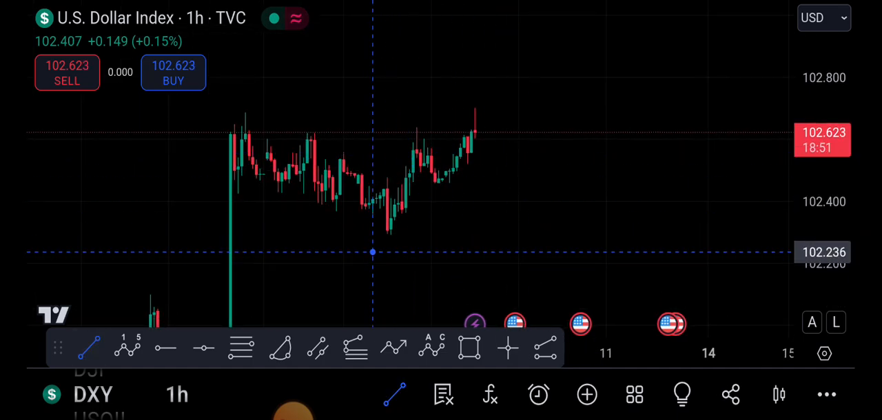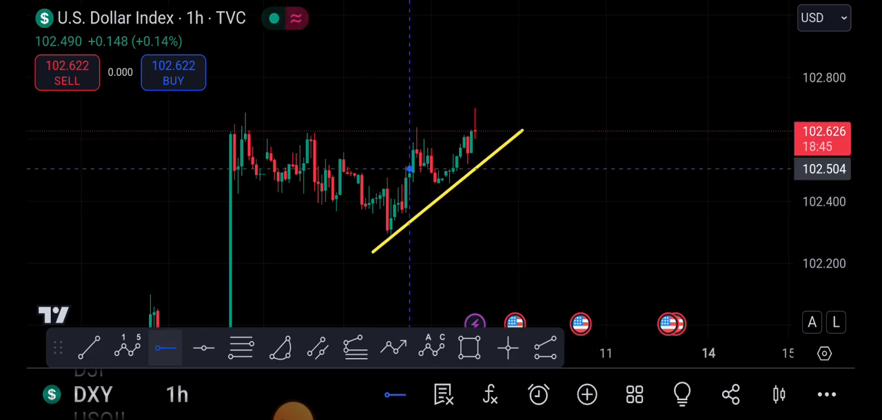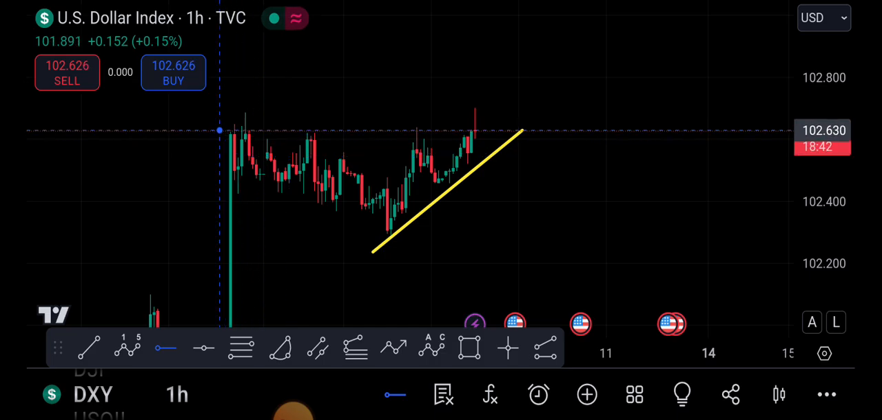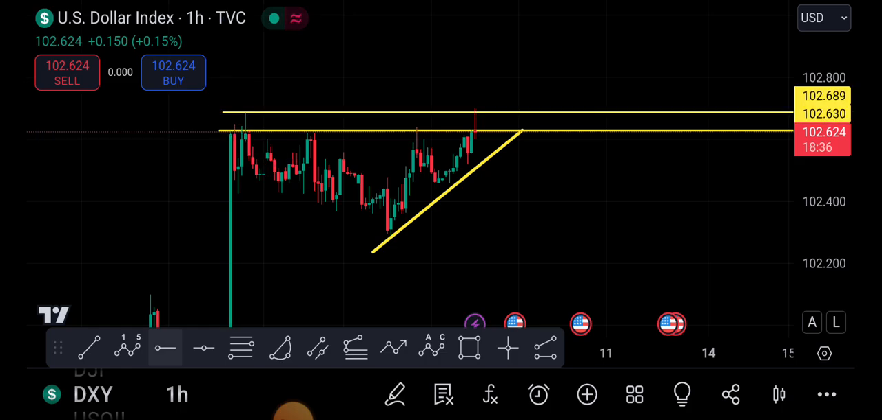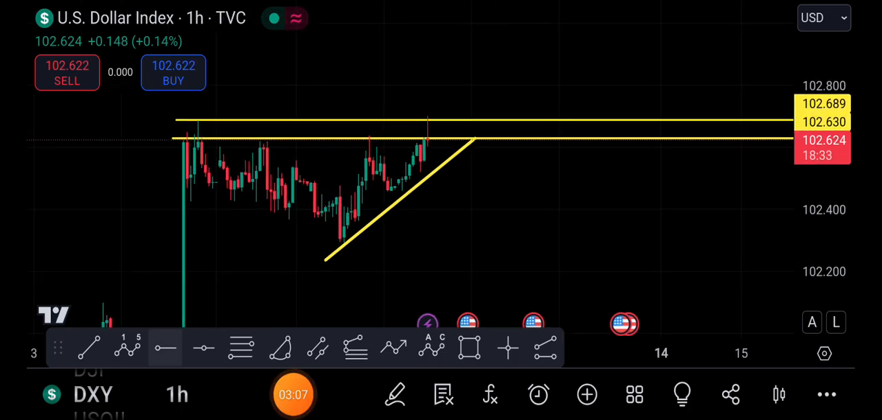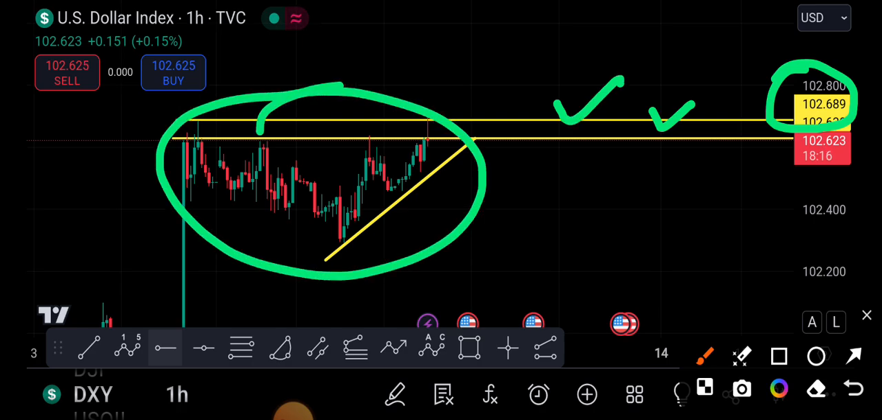Friends, if you see over here, the index is forming a triangular chart pattern, and there are two necklines over here. You have to make sure you get a daily closing above this high. You have to wait to take the position, you have to wait to get the closing above the second neckline, which is 102.689. As soon as you get the closing above this neckline, this triangular chart pattern will get triggered, short covering will get involved, and this index will be ready for an upside blast.